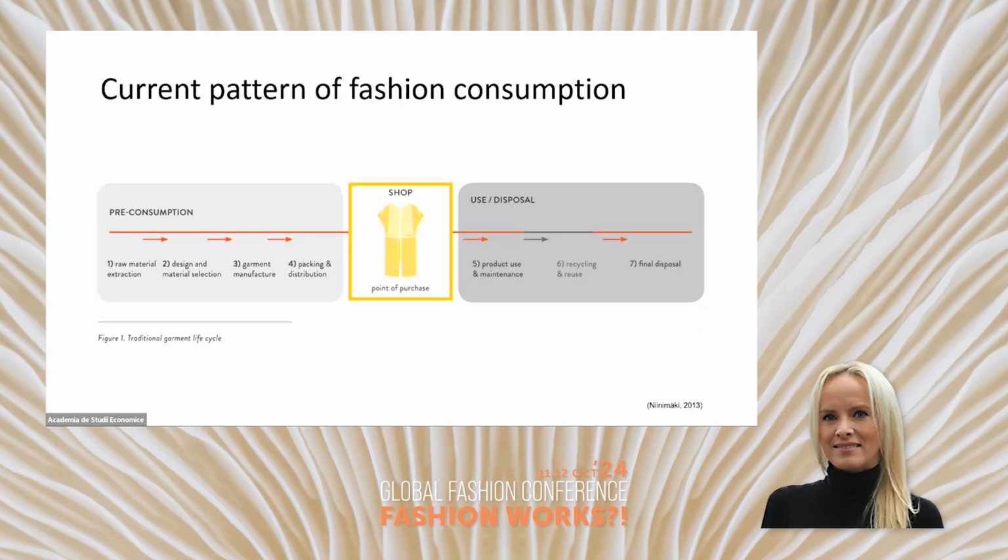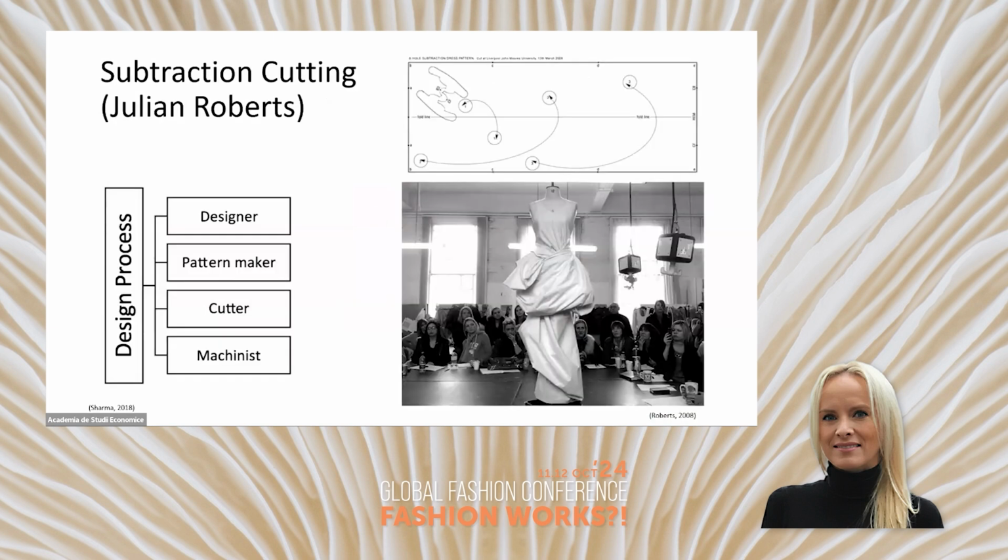And recent research in 2005 suggests that instead of making a number of sketches relatively fast, the designer needs to incorporate pattern making into the design process of a garment. Such an approach merges the roles of pattern cutter and designer. A good example, if you are designers, you might know, is the subtraction cutting created by Julian Roberts. It shows an approach of designing through the patterns.